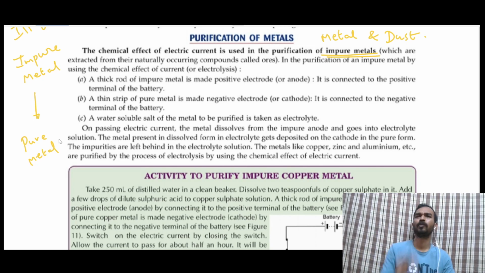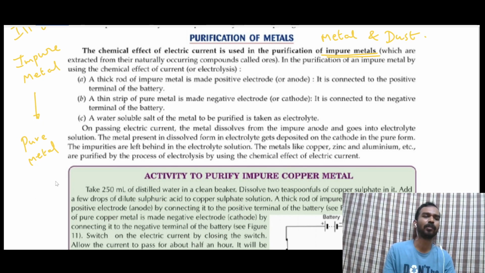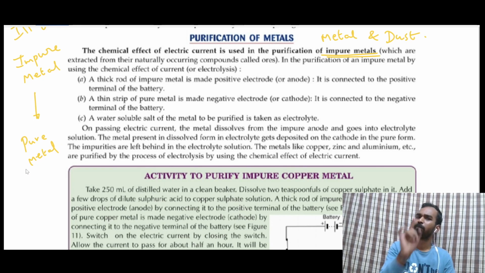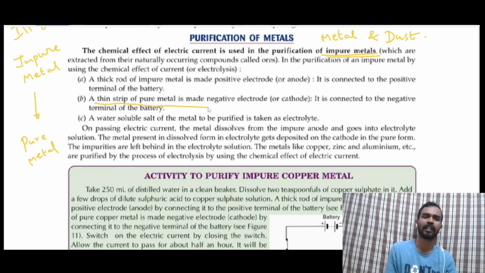Impure metal to pure metal. Like you are coating pure metal. Okay. So you should have some pure metal as cathode. That is what the idea is. You should have a thin strip of pure metal as cathode. Then you should have whatever impure metal as anode.